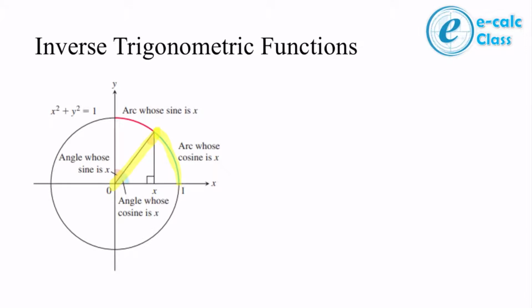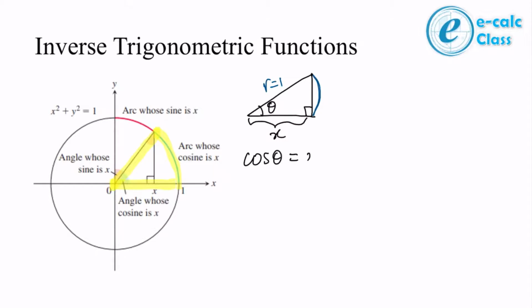This arc, the one in blue here, the one I highlight in yellow. If I draw it here, the arc is the one in blue color, right? Then you draw a 90 degrees. This angle, maybe you call it theta. You know that this is a unit circle. Unit circle means the radius here is equal to 1, and from here to here is x.